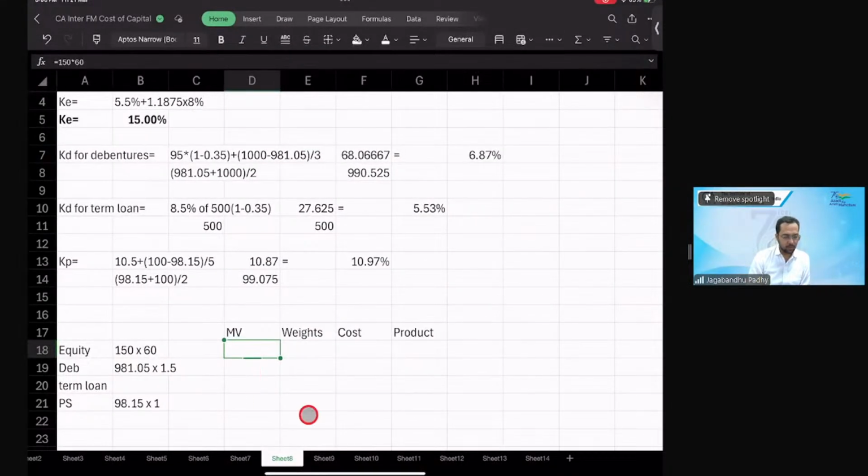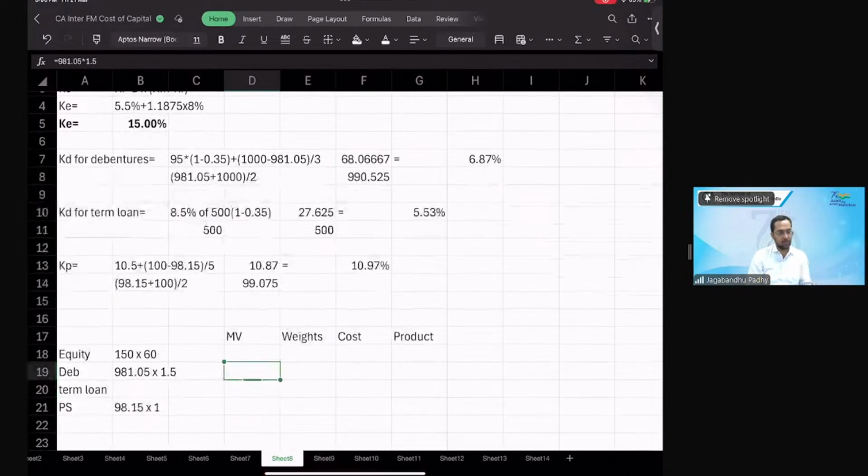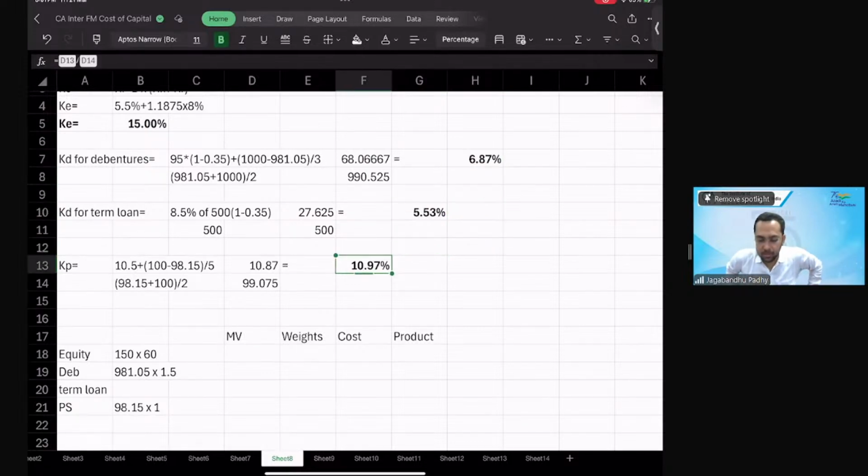So once you have the market values, then weights, you multiply them with the cost and get the product. You already have the cost of equity. We have the cost of debt. We have the cost of term loan. We have the cost of preference. So just substitute it and get the weighted average cost of capital, guys.